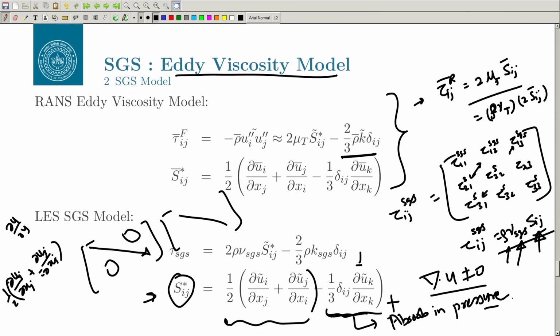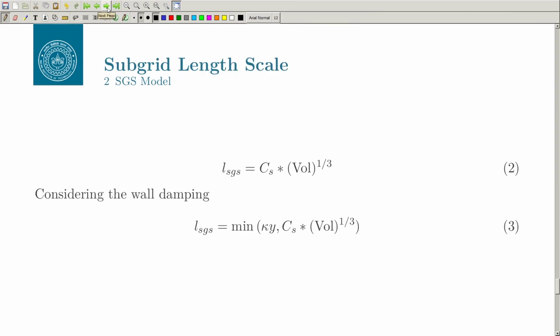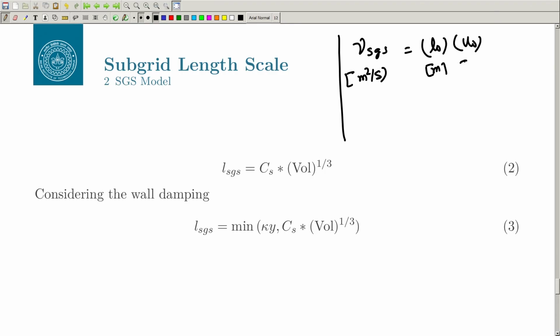Now, the question is, how do I find out the nu SGS? That is our variable. Use the same idea that we had in RANS. The unit of nu SGS is meter squared per second. So, in order to get that, we need a length scale and a velocity scale. This is your meter and this is your meter per second.